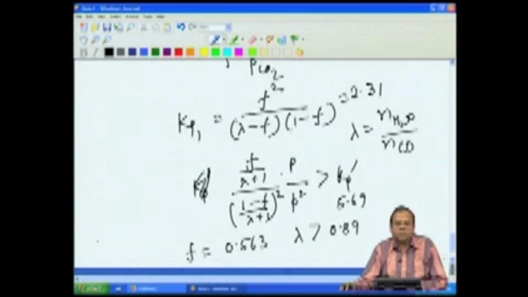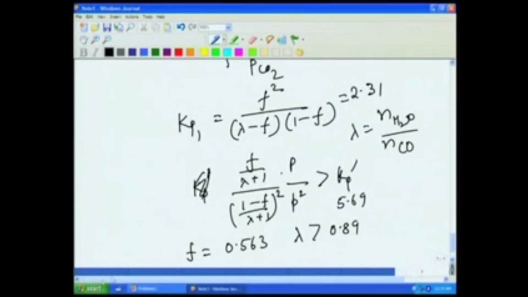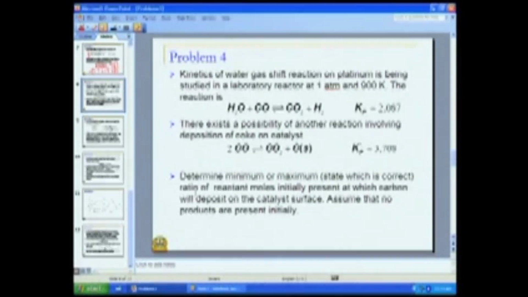So, various different ways in which thermodynamics can be useful. Let us look at the next problem.